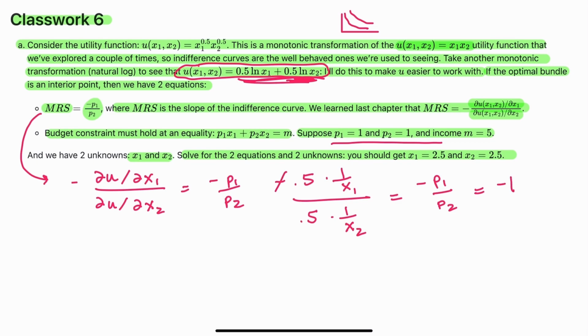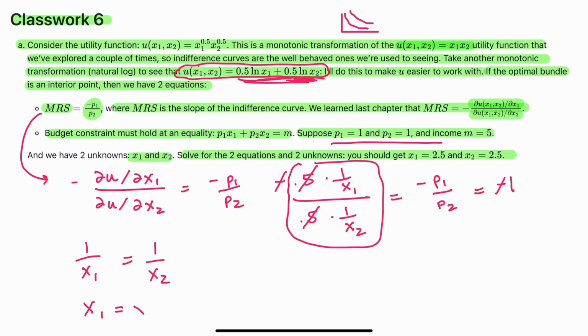I'm going to cancel the negative signs from both sides, and then I'm going to simplify this a little bit. Also, I'm going to cancel, so you see I have 0.5 in the numerator and the denominator here. I'm going to cancel that 0.5. So then we'll have 1 over x1 is equal to 1 over x2. And then I can cross multiply, and I'll end up with x1 equals x2.